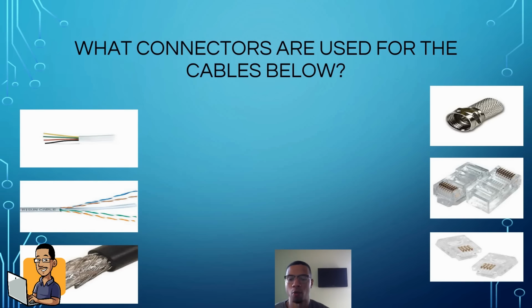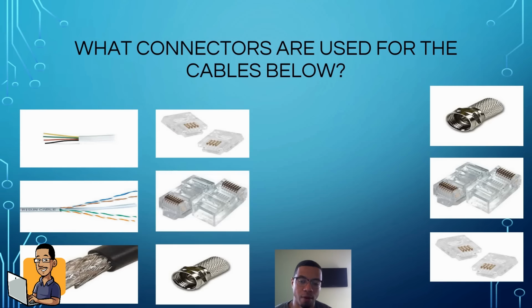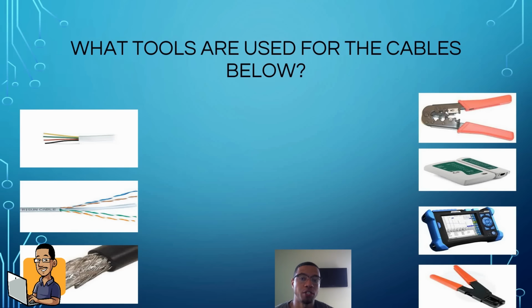Perfect. We got the BNC, RJ11, and the good old RJ45. RJ45, good. All right, so what tools are used for the cables below? How do we terminate, or how do we actually cap off or put the end on each one of these cables? What kind of tool do we use?